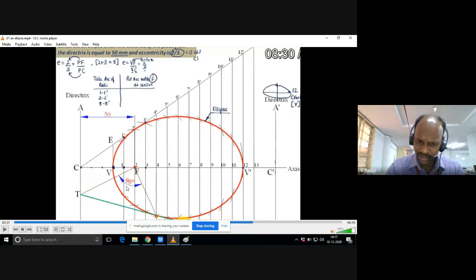Always, as far as possible, if you use the mini drafter, you can save time. After getting this tangent, you can easily draw the perpendicular to the tangent, again using the mini drafter. Just match the mini drafter scale. Loosen the mini drafter knob initially. Without loosening that knob, if you simply rotate the scales, the mini drafter will be spoiled. So don't do like that.